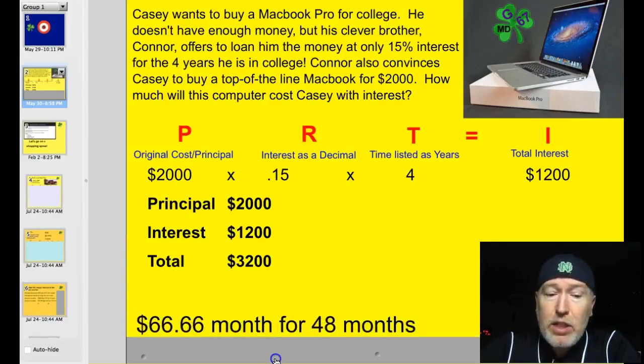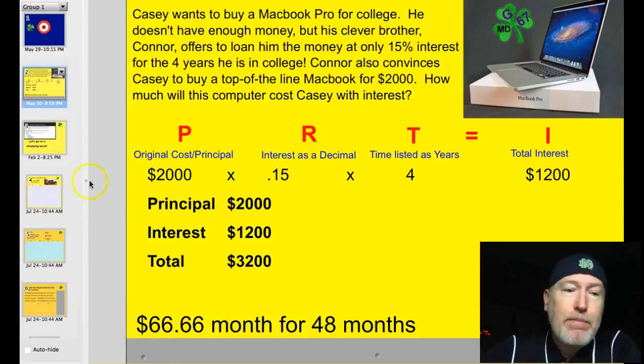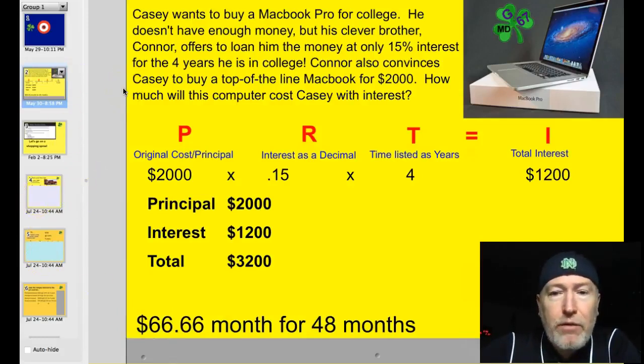If you divide that amongst the 4 years, 4 times 12 gives you 48 months, he'd have to pay $66.66 per month. That's a great deal for Connor because he's earning interest. That's a bad deal for Casey because he's paying interest.